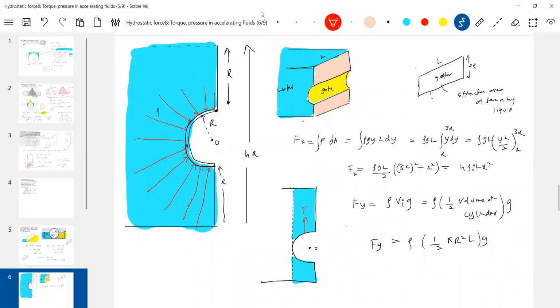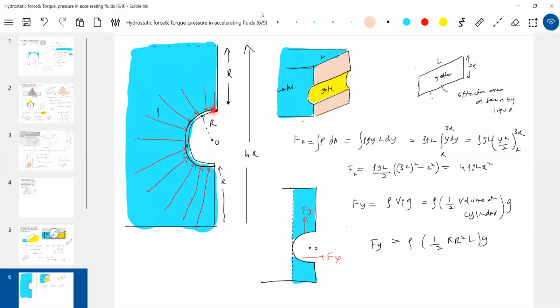What about Fx? Where do you have to show Fx? Fx should be somewhere here. So therefore, the resultant force on the gate will be somewhere in this direction.